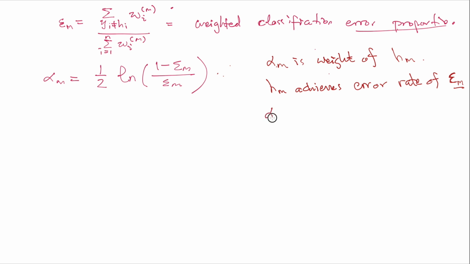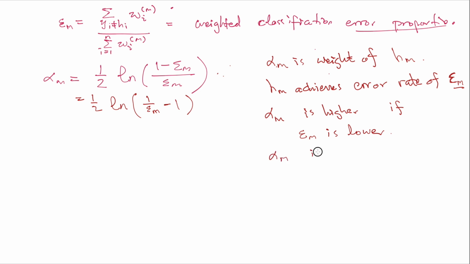So this just says that the weight should be higher, and you can rewrite this as this, right? And so we can see that as epsilon m is lower, if I divide by a smaller number, this ratio is going to be bigger, and so the logarithm of a bigger number is going to be bigger. So in other words, alpha m is high if hm is a good classifier, in other words, if it achieves a lower error rate. Okay, so that's the intuition. This kind of makes sense. So now we have a way of picking alpha m and hm.